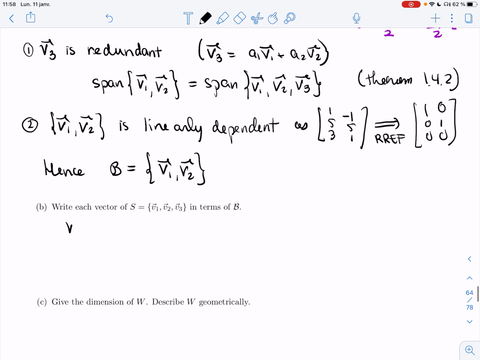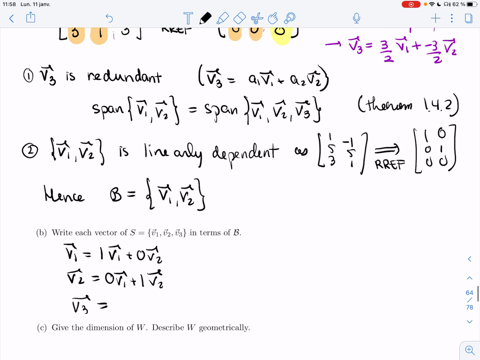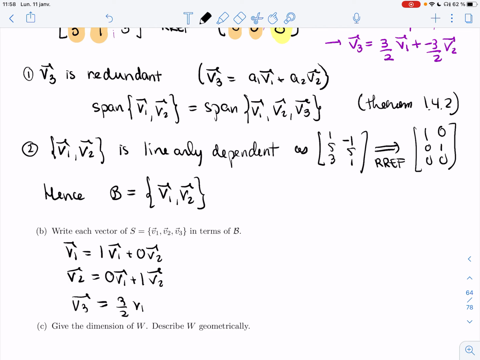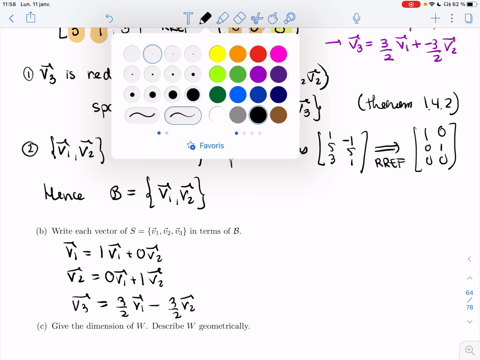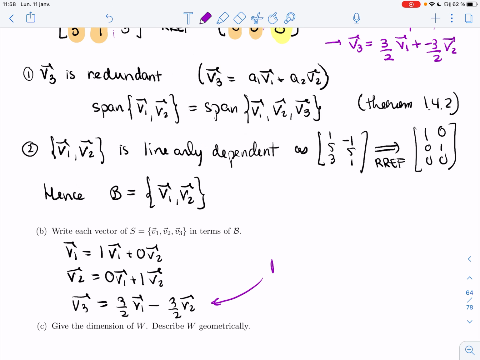I'm asked to write each vector in terms of B. Well, for V1, it's just going to be V1 plus 0 V2. For V2, it's going to be 0 V1 plus 1 V2. And for V3, we have it up here, 3 halves V1 minus 3 halves V2. In fact, you could read this in the third column of the reduction above.